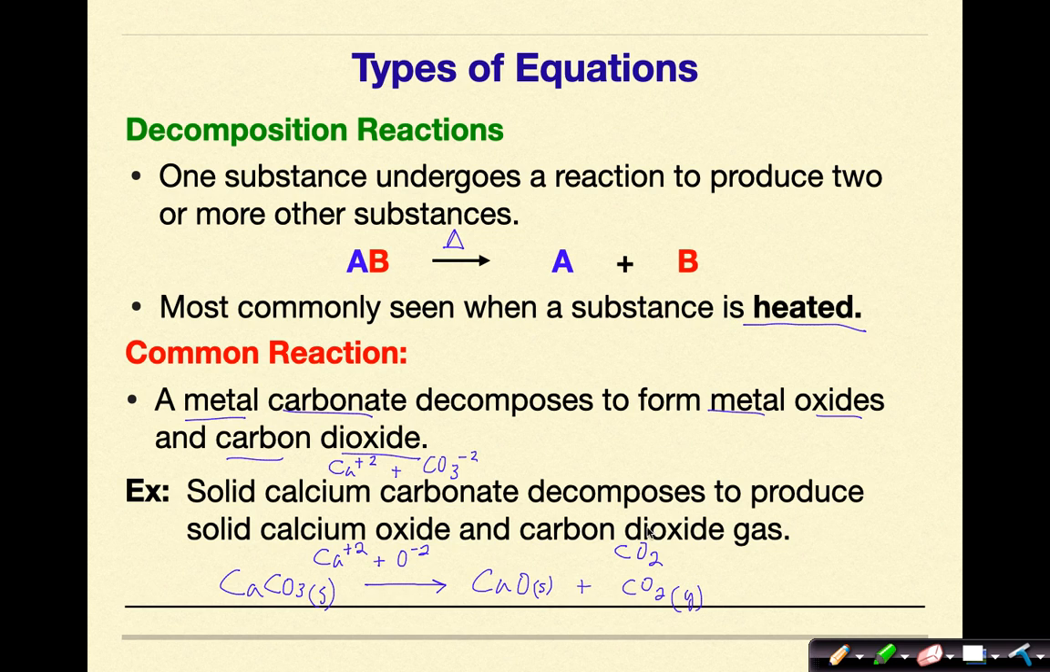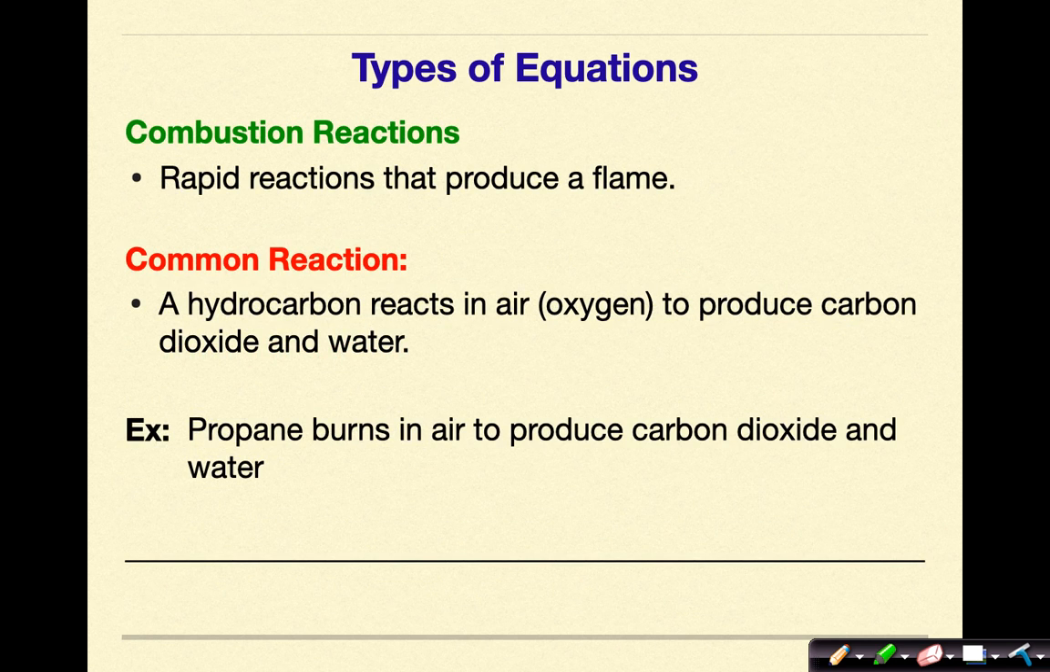Let's balance it by mass. 1 calcium on the left, 1 calcium on the right, 1 carbon on the left, 1 carbon on the right, 3 oxygens on the left, and 1 plus 2 oxygens on the right. So this equation already is balanced by mass with 1-to-1-to-1 coefficients. Let's discuss combustion reactions. Combustion reactions are rapid reactions that produce a flame. Common reaction. A hydrocarbon reacts in air, and the reactive gas in air is principally oxygen, to produce carbon dioxide and water.